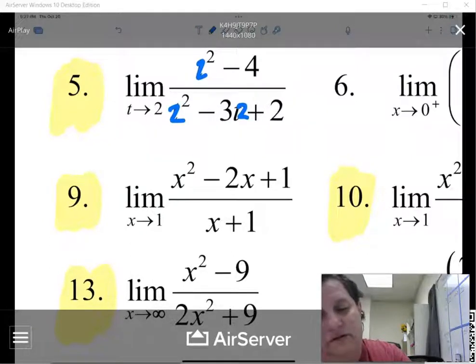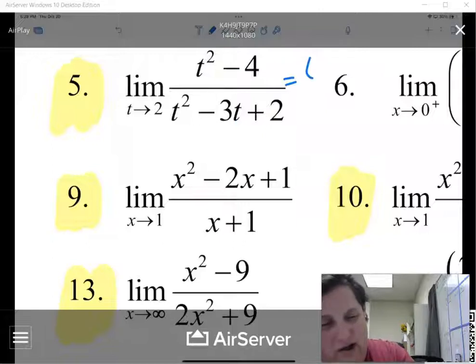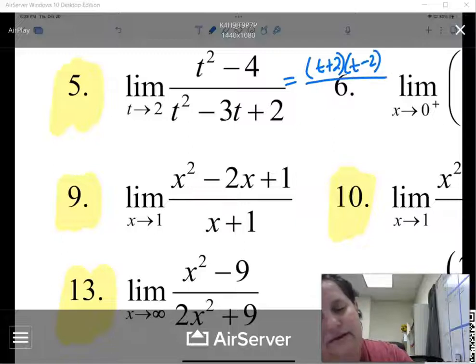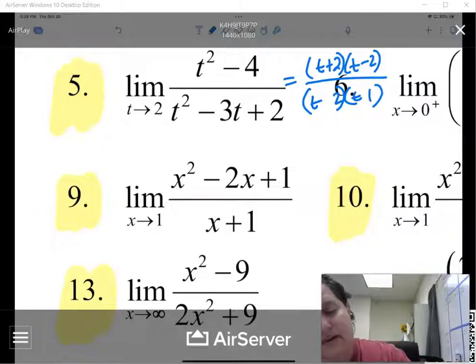6 minus 6 over 0. So I get 0 over 0 on this one, which means I need to do this by factoring. Okay, t squared minus 4 is a difference of squares. And then t squared minus 3t plus 2: what multiplies to make 2 is 2 and 1. To get negative 3, it would be negative, negative.